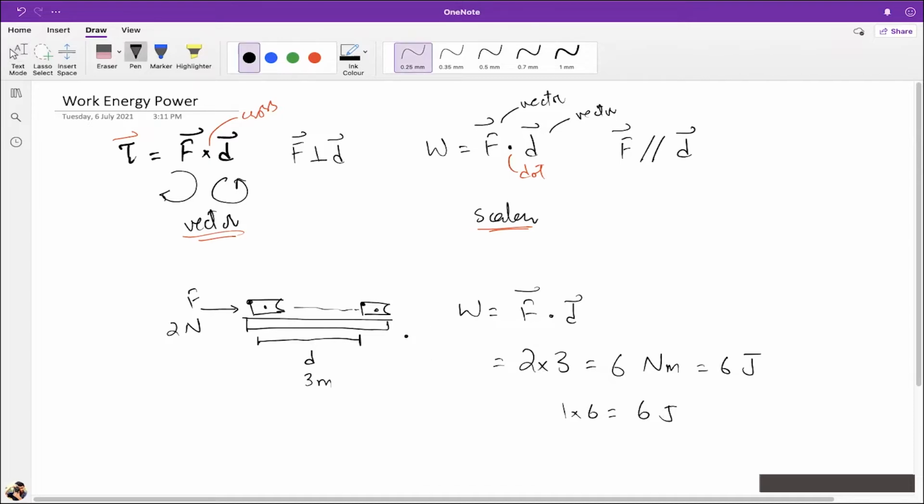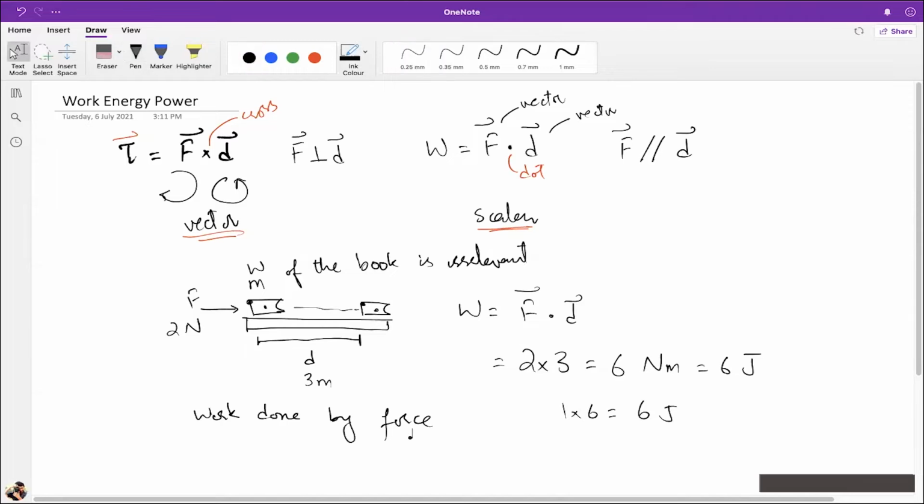An important point to note over here is that the mass or weight of the book did not matter. It is irrelevant, because the work done depends on any force that is applied. That is why we also always say work done by this force on a particular object. So that's the semantics of this work done thing.